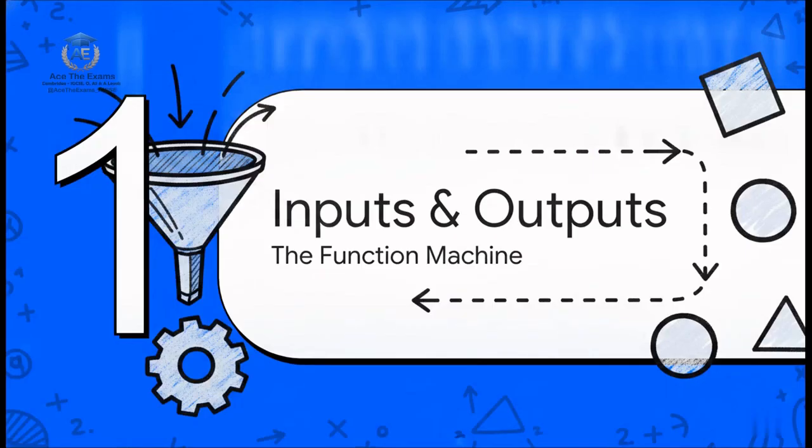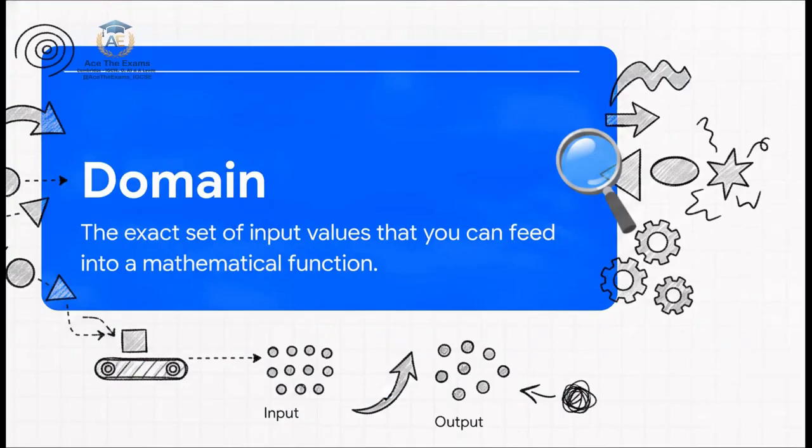Section 1. Inputs, Outputs, and Ranges. The machine. Thinking of mathematical functions as a processing machine is honestly the best way to visualize what that algebraic notation is actually doing behind the scenes.